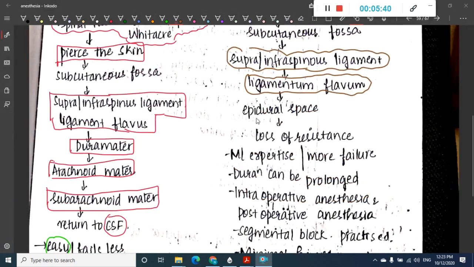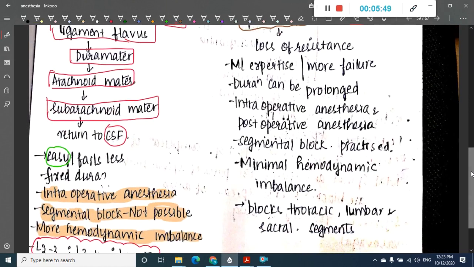Okay, then in the epidural space you will see the loss of resistance, and that is where you should give this epidural anesthesia. For this epidural anesthesia one requires more expertise, because there is increased chance of failure. The duration of anesthesia is prolonged, and epidural anesthesia can be given both for intraoperative anesthesia and also for post-operative anesthesia.